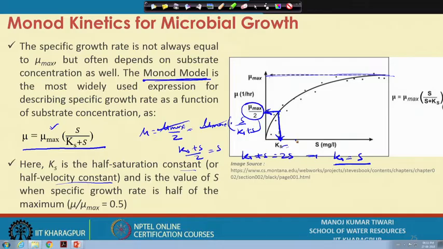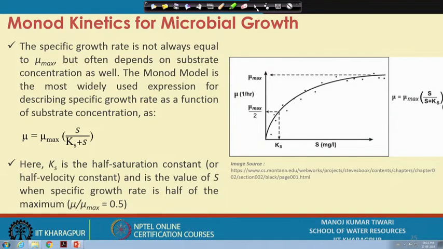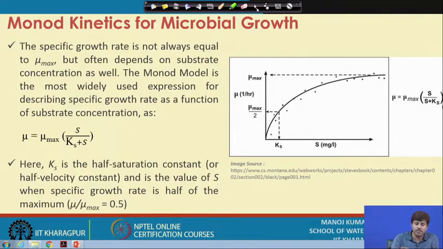So, when your substrate concentration S is equal to Ks, you have mu is equal to mu max Ks upon Ks plus Ks. So, that is actually mu max by 2. This way we can see how we get the specific growth rate as a function of Ks and mu max, which are empirical parameters, and dependent, of course, on the substrate.